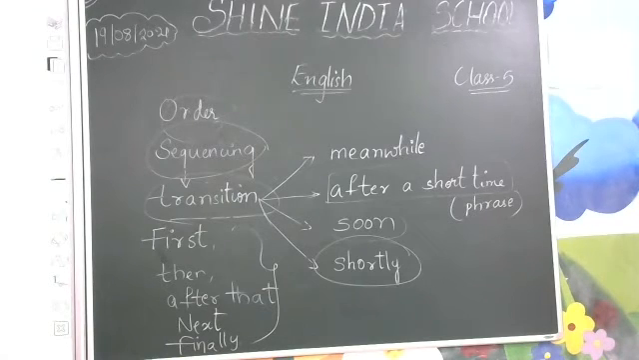Now the question comes to continuous tense. How to find out the sentence is in continuous tense? What? ING form, correct. Continuous tense means the ING form. So if the verb has ING, it is in continuous tense.